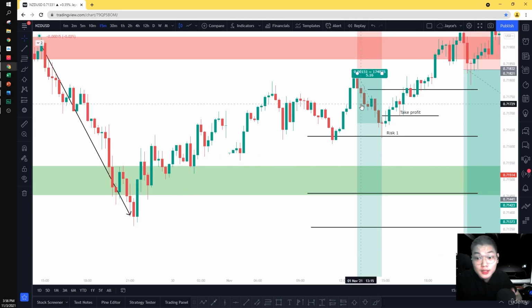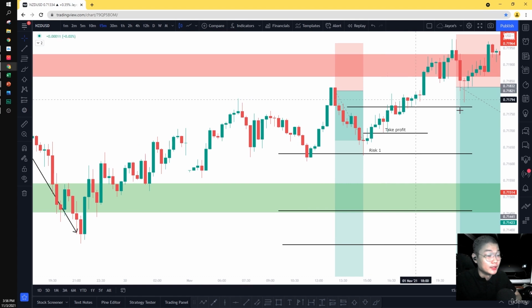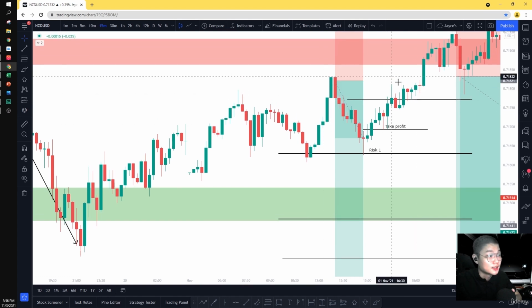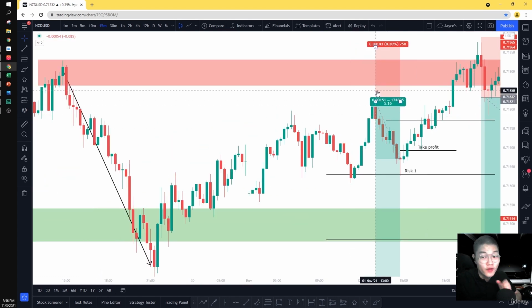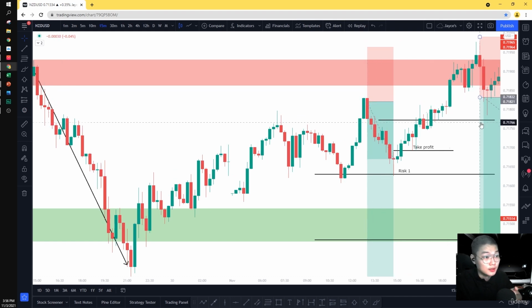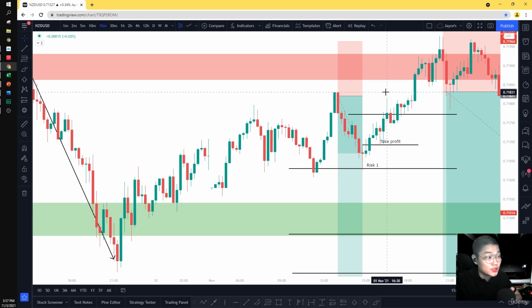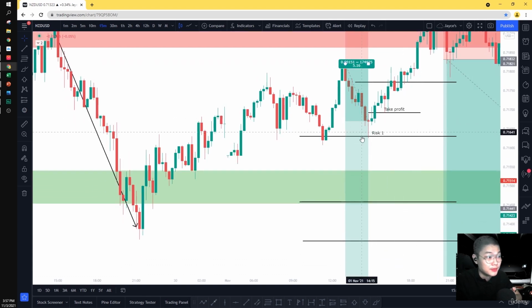On the 1st of November, and today is the 3rd of November 2021. I already trade on this order because I see the price go very near to the strong selling zone and price create the candle pattern, the engulfing. But actually on this trade, I already define some risky zones: the first one, the second one, and the third one.